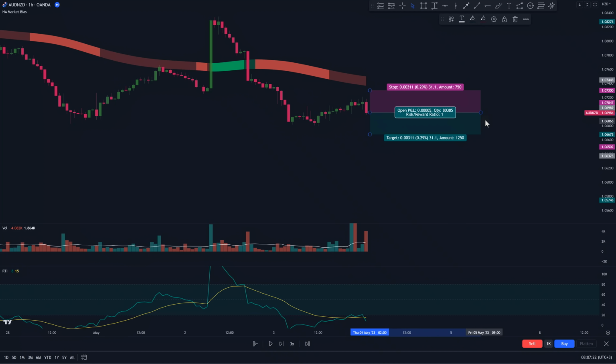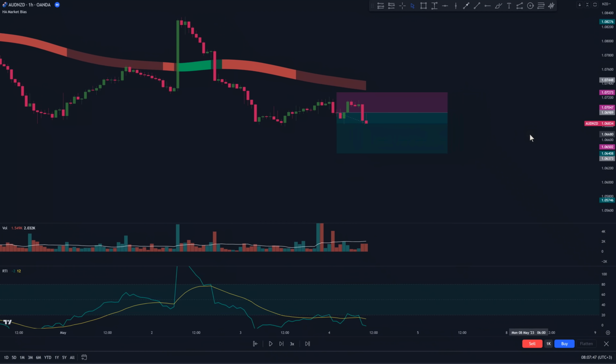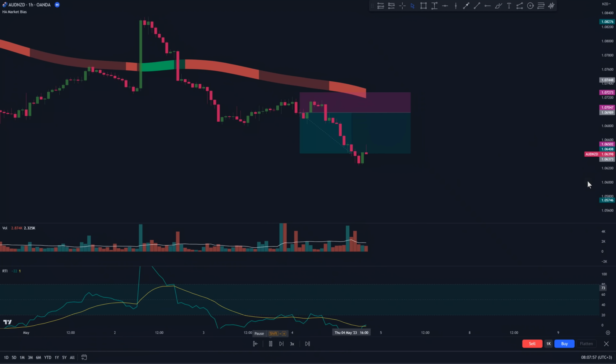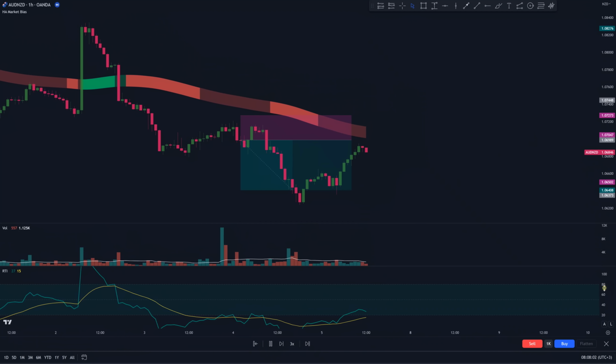The stop loss is going to be set above the most recent swing high. For the take profit, we're going to set it at 2 times the risk. We let the trade run and take profit. This is just one of the many strategies that you can do using the RTI indicator.